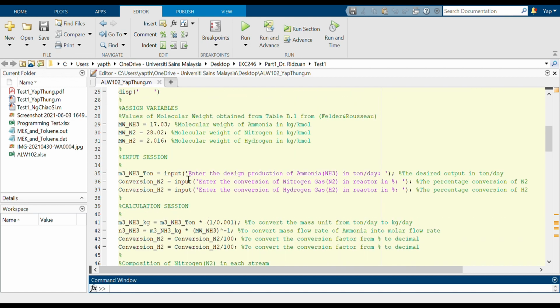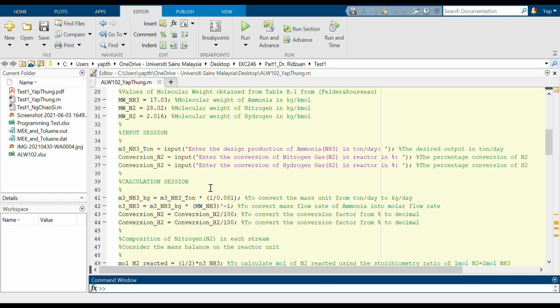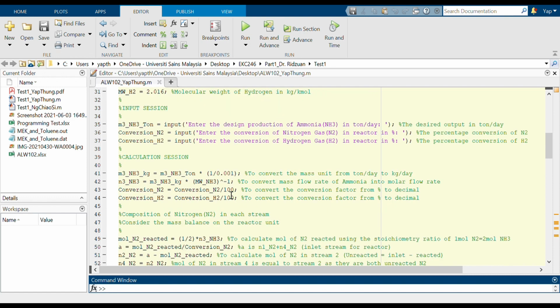And then for the input section, I have assigned the variables to be input by our user, where the user can input the desired mass of ammonia in the unit ton and the conversion rate of nitrogen and hydrogen too. So after that, for the calculation section, these are all the formula, the conversion, the formula for us to get the number of mole or the mass of the components in each stream.